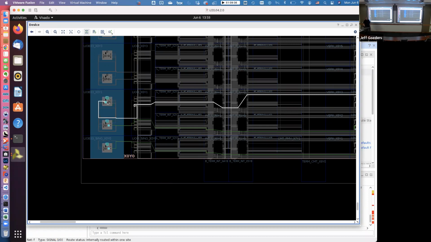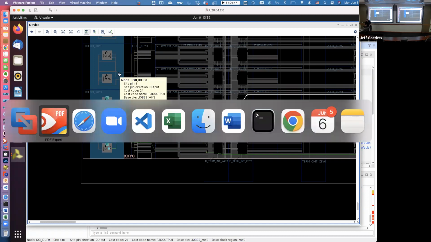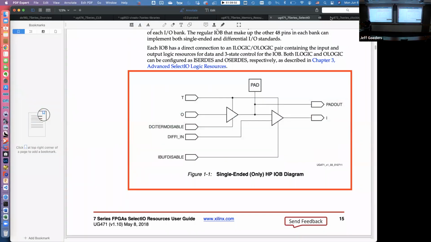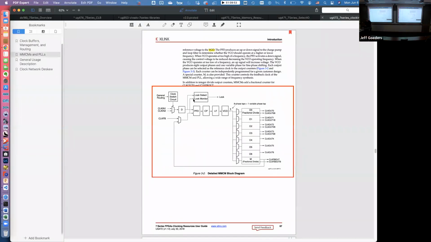There are some things that you just cannot infer, and you have to go to the documentation to figure out how to instantiate them. Anybody have an idea what an example would be? How about clocking? All of our designs we do in our classes are pretty simple. Bring in that 100 megahertz clock, everything in the system runs off 100 megahertz. Life is good. In a real design, you might have 3 or 4 clocks at different frequencies running.